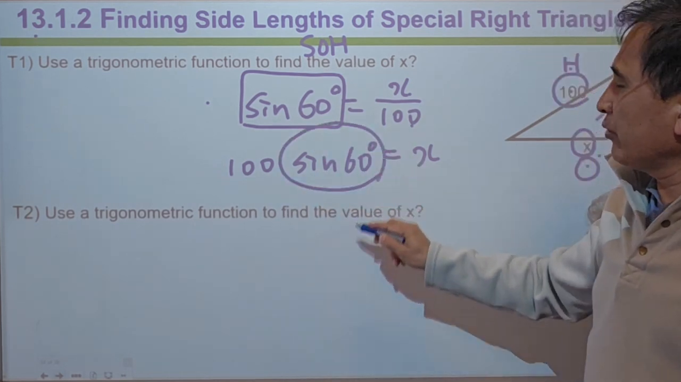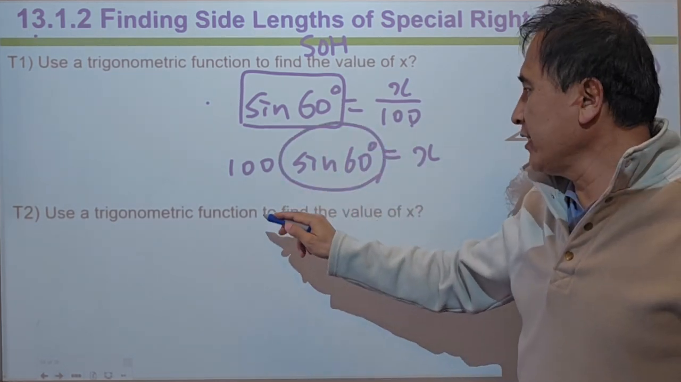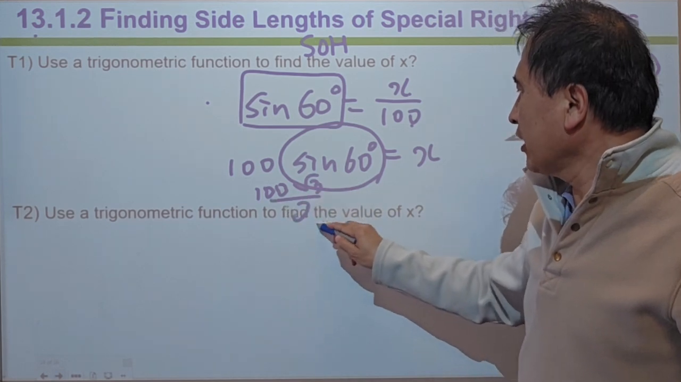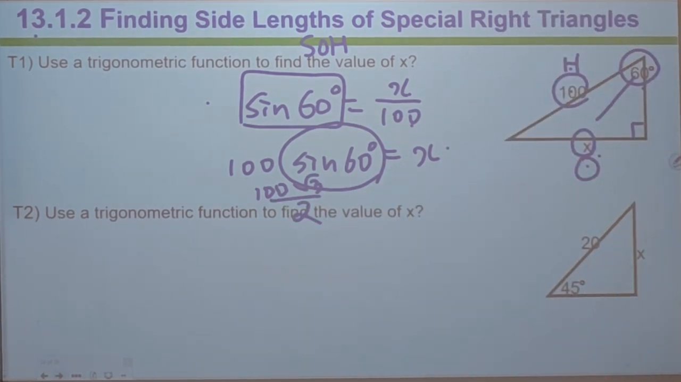Sine 60 is root 3 over 2 if you memorize it. So 100 root 3 over 2. That's the final answer, right?